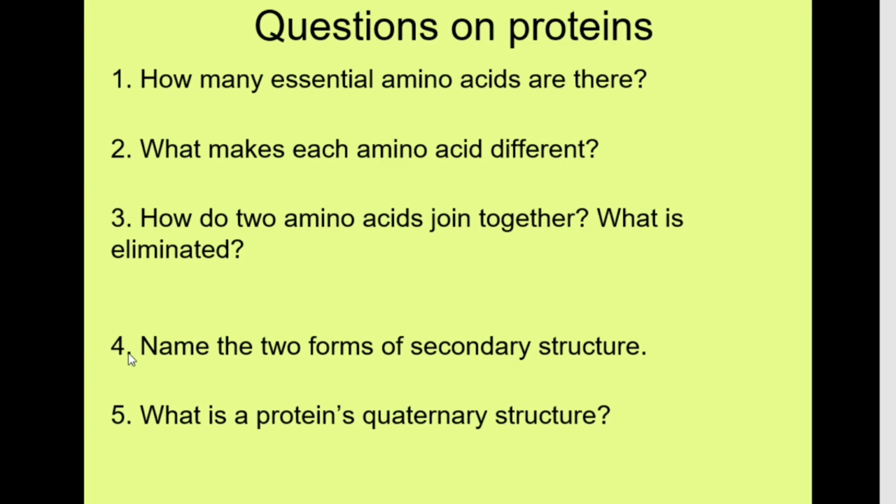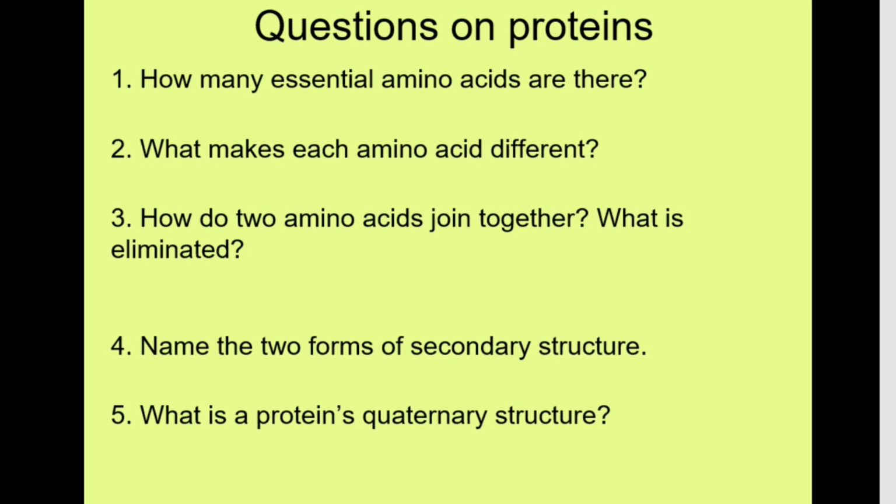And then number 4, name the 2 forms that we find in secondary structure of proteins. And then number 5, what is a protein's quaternary structure? So have a go at answering those. I'll pause this now, and then we'll come back and we'll go through the answers together.